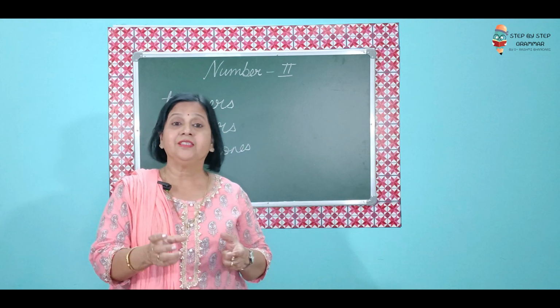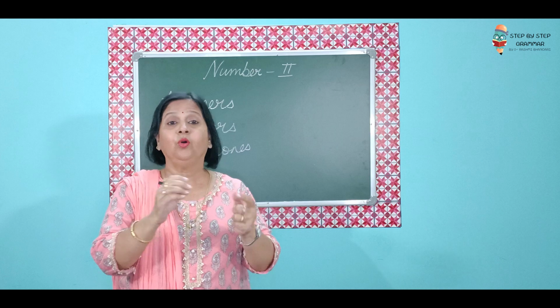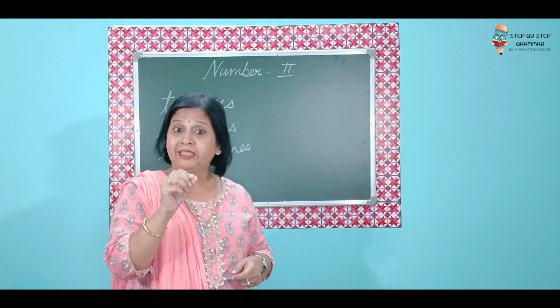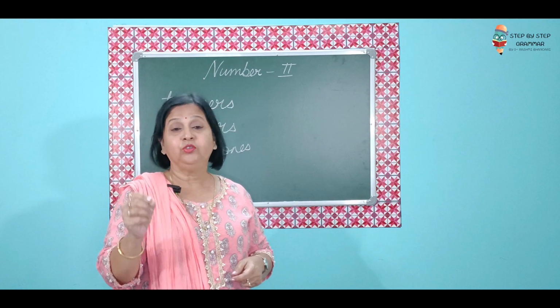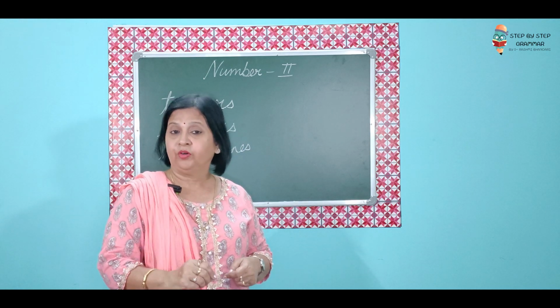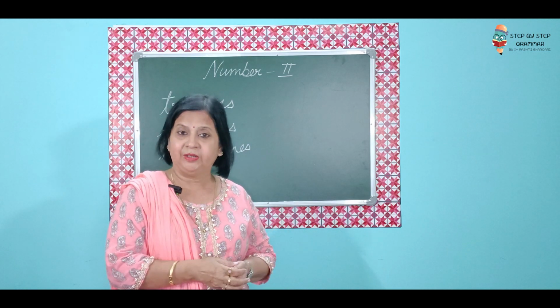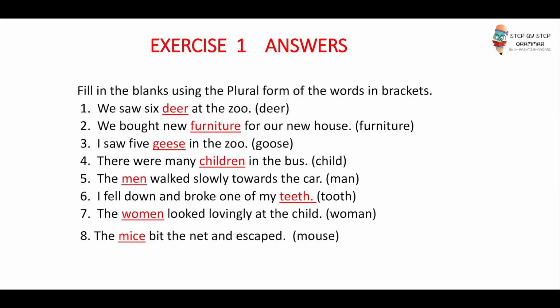But if the exercise is given, use the singular or the plural form of the word given in the bracket. So this word 6 will tell you that you have to use a singular or a plural. Not for dear, maybe for any other, because dear remains as dear. Okay. Then we bought new furniture. The plural of furniture, as we know, is furniture.